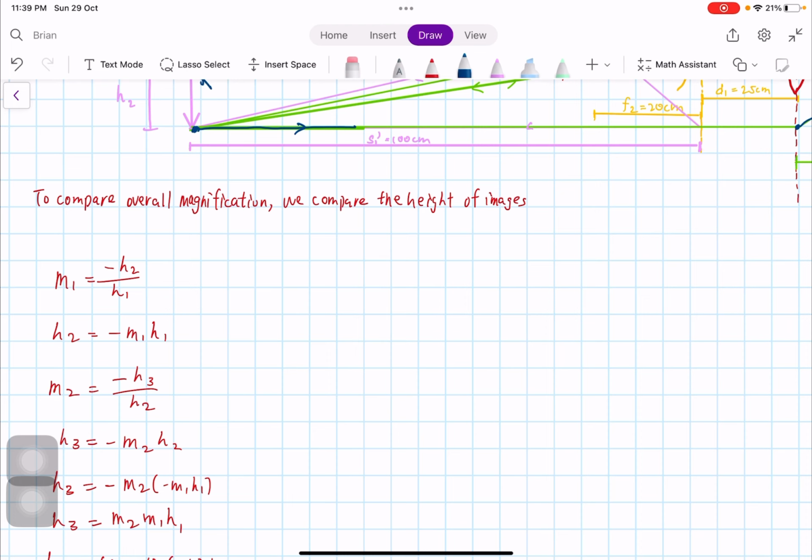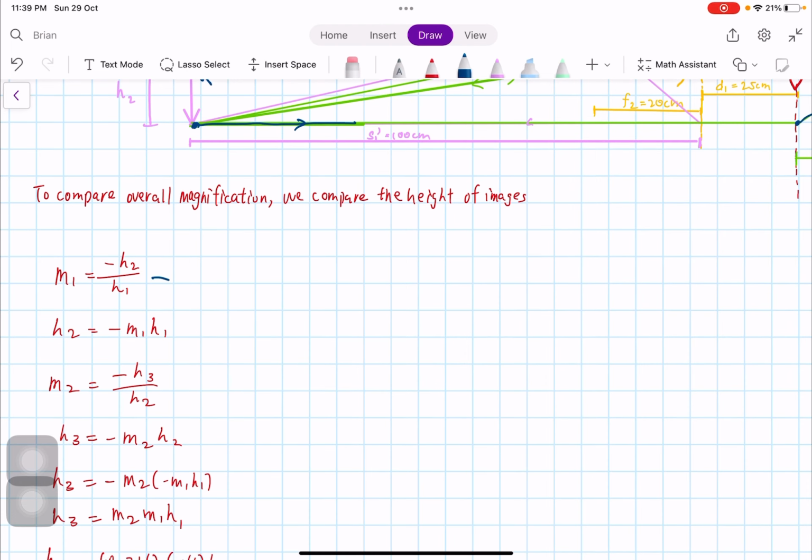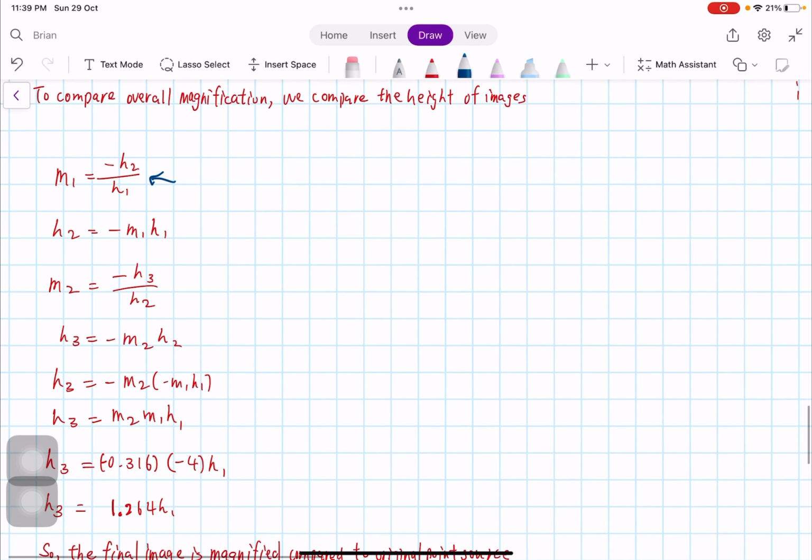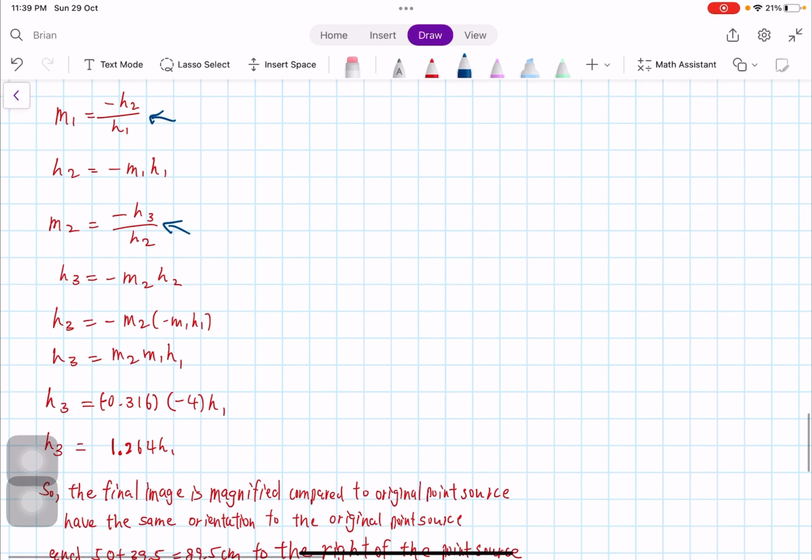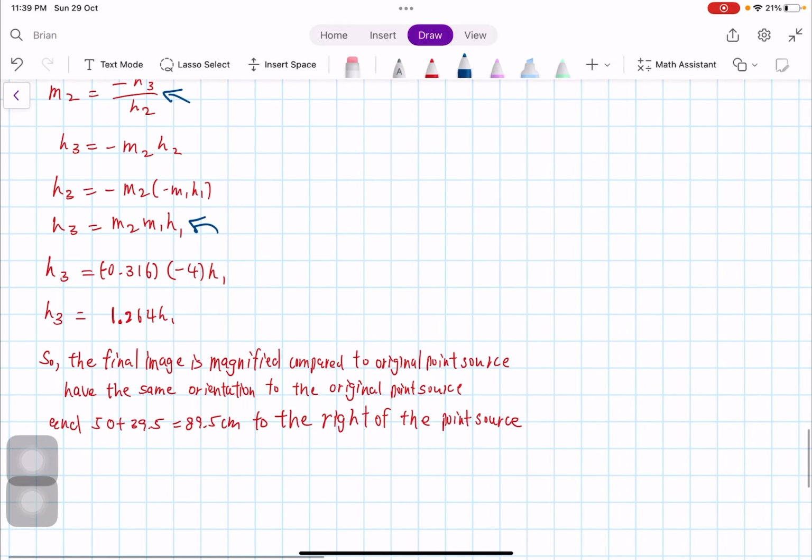The final step is to compute the overall magnification, and to compute that, we have to compare the height of the images. This is the magnification equation for the first image formed, and this is the magnification equation for the second image formed, and we combine the equations to have this equation. We compute and we have h3 equals 1.264 h1. Since it is positive, the image is going to have the same orientation as the original point source, and since 1.264 is greater than 1, it is magnified.